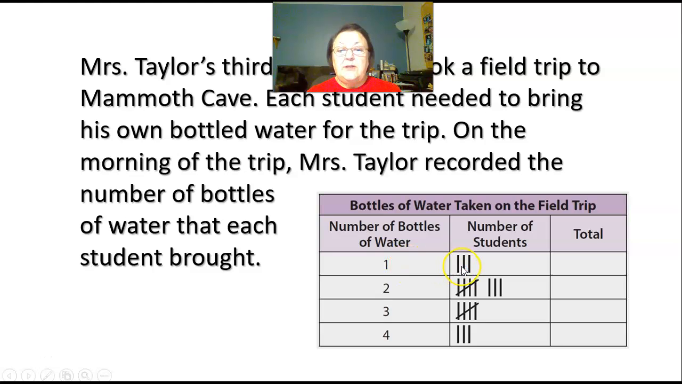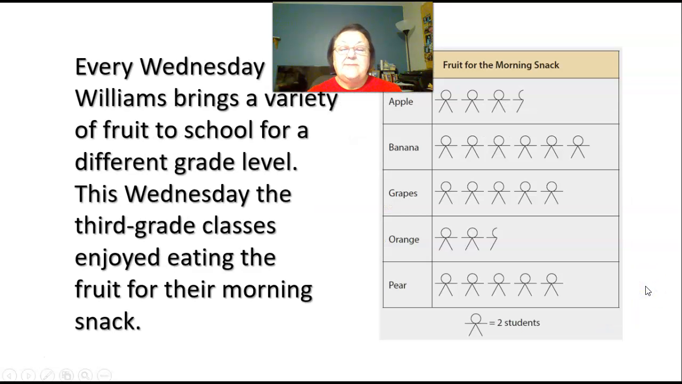I'm sorry, 3 people only brought 1 bottle. 8 people brought 2 bottles. 5 people brought 3 bottles. 3 people brought 4 bottles. Now, from this picture chart or from this tally chart, do we know which students brought that water? No, because we don't have names listed here. We just have totals listed.